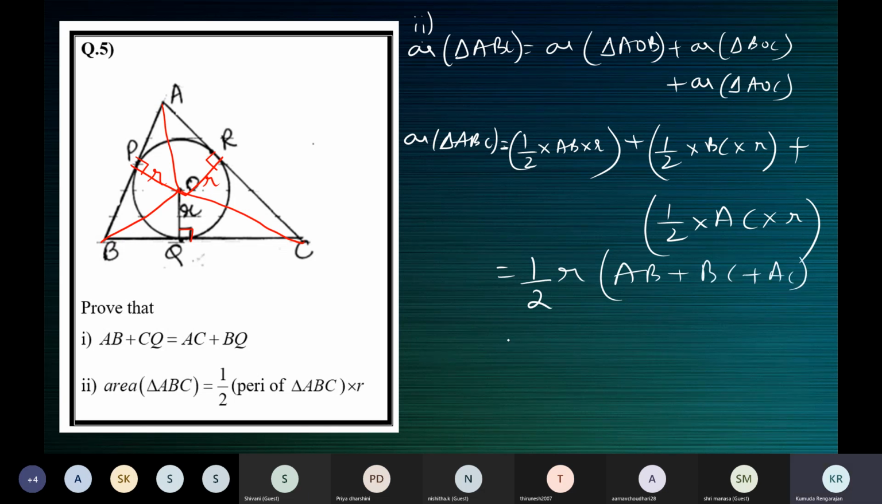And what is AB plus BC plus AC? Perimeter of triangle ABC. This is the proof. Please write down, children. So we proved that the area of triangle ABC is equal to half R into the perimeter of triangle ABC. Or half the perimeter of triangle ABC into R.